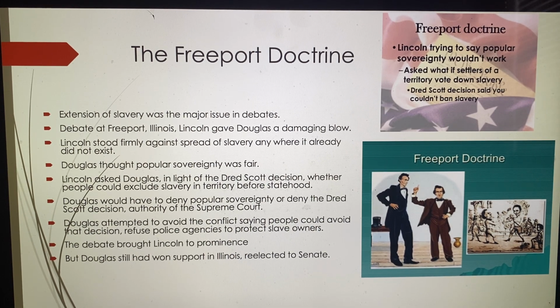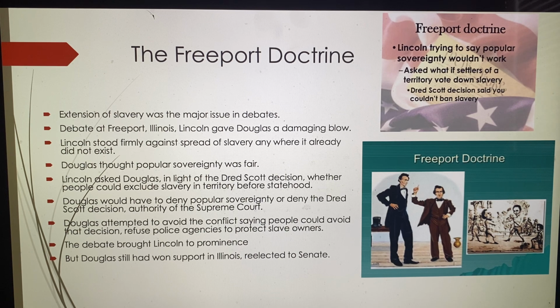Well, anyway, the Freeport Doctrine was called the Freeport Doctrine because the debate was in Freeport, Illinois. And so Lincoln gave Douglas a very damaging blow in this whole thing. They wouldn't say it back then, but Lincoln won the debate. Lincoln stood firmly against the spread of slavery anywhere it did not already exist. He said, we're not going to bring slavery anyplace. We're actually going to try to get rid of slavery gradually. And so Douglas thought popular sovereignty was fair. He thought, well, then let the people decide in those territories, those states. Well, they saw how Kansas even had an illegal election and stuff, right?